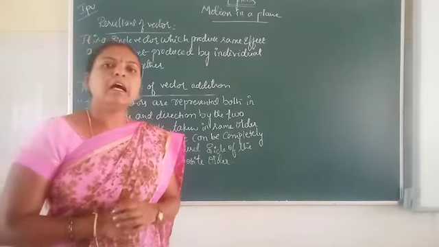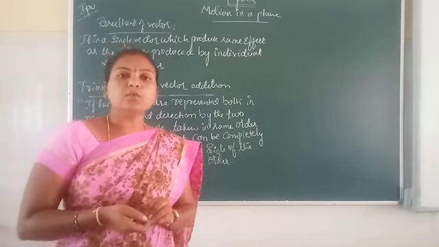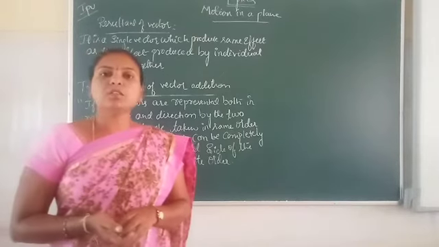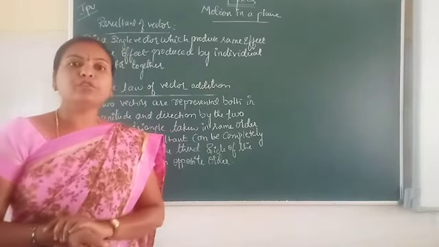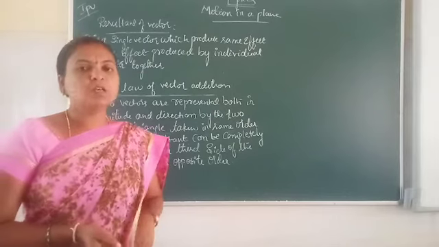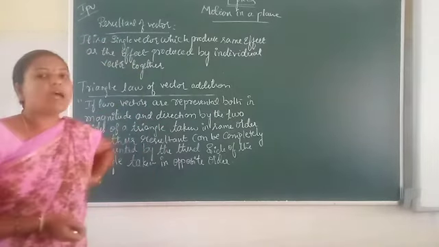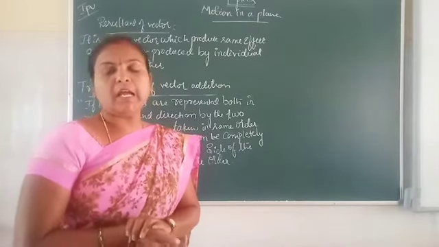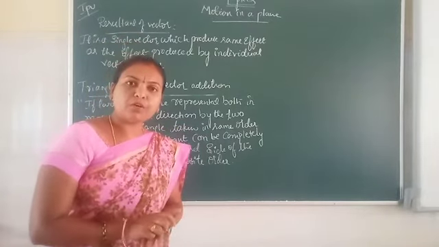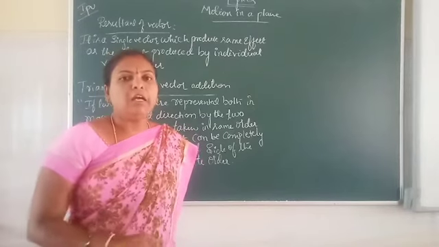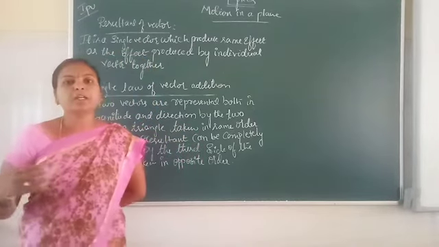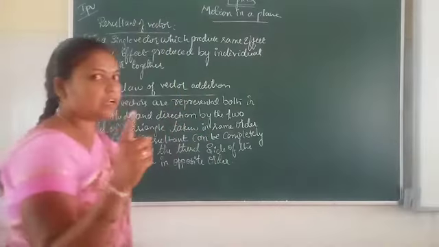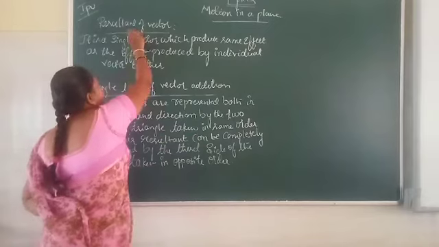Good morning, students. In the last class, we discussed the types of vectors. Next we have to discuss the addition of vectors and the subtraction of vectors. In addition of vectors, we have to take care when adding two vectors. It depends on the magnitude as well as the direction. When we add or subtract two vectors, we get a single vector, which we call the resultant vector.